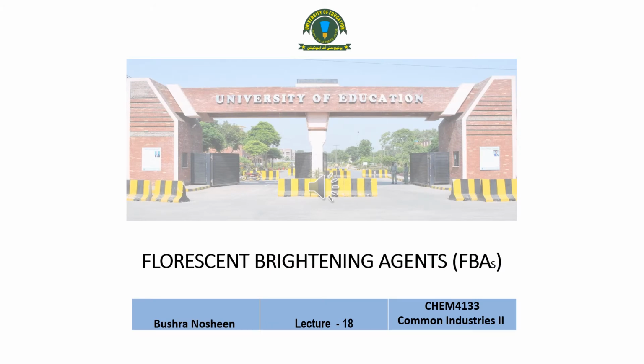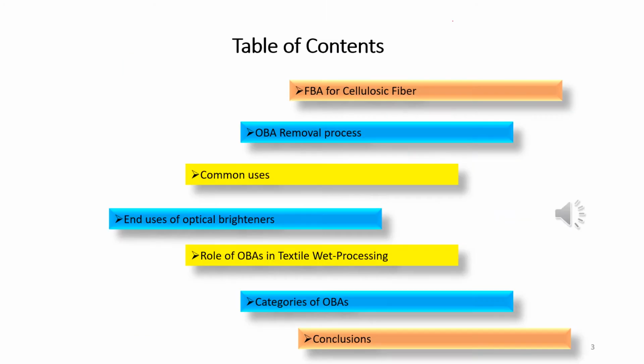Lecture number 18 is fluorescent brightening agents. Table of contents. The table of contents of this lecture are FBA for cellulosic fiber, OBA removal process, common uses and uses of optical brighteners, role of OBAs in textile wet processing, categories of OBAs and conclusions.